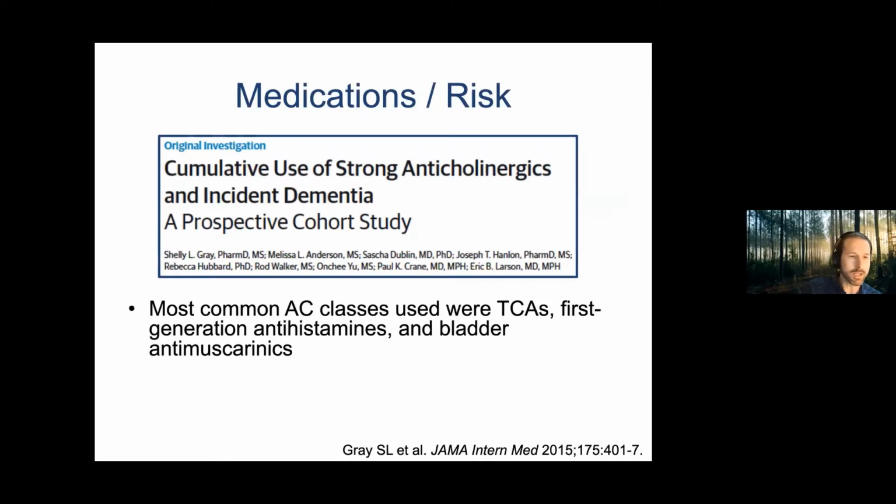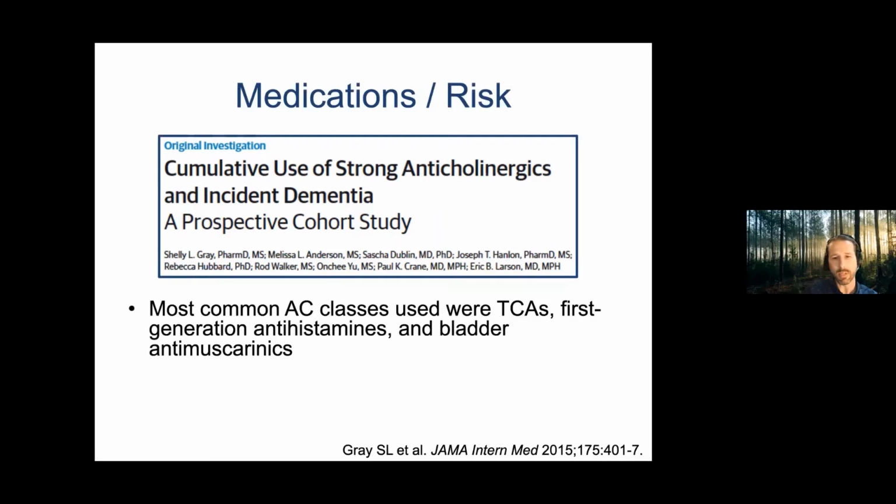You're probably familiar with this study. It was a seminal article published in 2015 on the association between cumulative use of strong anticholinergic drugs and incident dementia in the ACT study here in Seattle, led by Shelley Gray. In the ACT study, participants are dementia-free at baseline, and then they're followed up every 2 years. They use computerized pharmacy fill data to calculate a cumulative anticholinergic use, and they used a standardized daily dose approach, looking over a 10-year period of time. The outcomes of dementia and Alzheimer's disease were measured using standard diagnostic criteria.